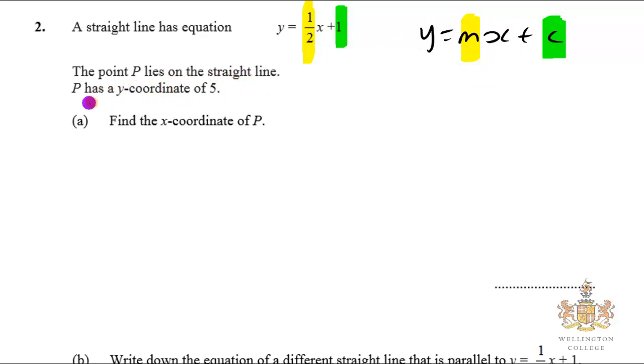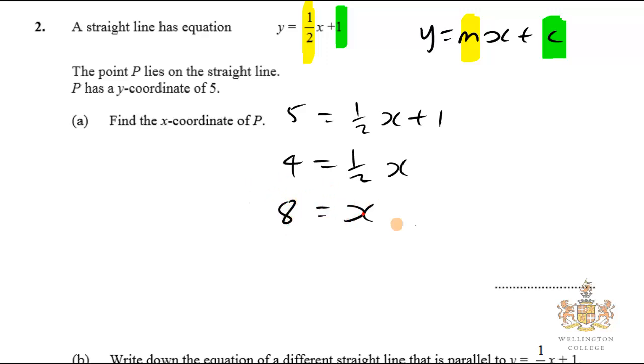P lies on the straight line. P has a y-coordinate of 5. Find the x-coordinate of P. So here, y is 5. We've got a half x plus 1. So subtract 1 from both sides, and we get 4 equals a half x. To undo this, we can either divide 4 by a half, or we can times it by 2. Up to you. Either way, we get x is equal to 8.